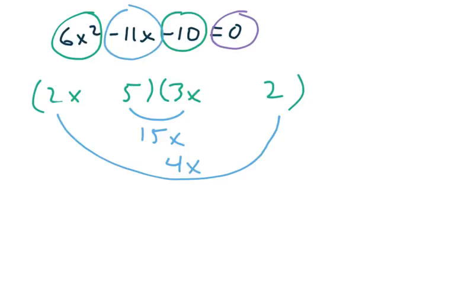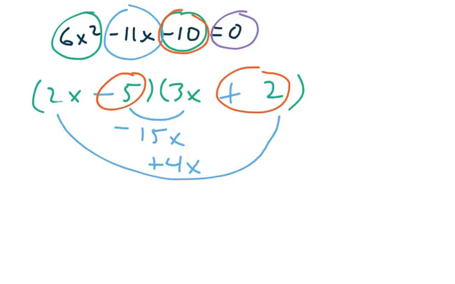And I can get this minus 11 if I do a plus 4 minus 15. 4 minus 15 is negative 11. So long story short, I'm going to put a minus there so that this right here gives me my negative 15x. And I'm going to put a plus here so that the 2 times the other 2 there gives me my 4x. And notice a negative 5 times a positive 2 is negative 10, so everything worked perfectly.